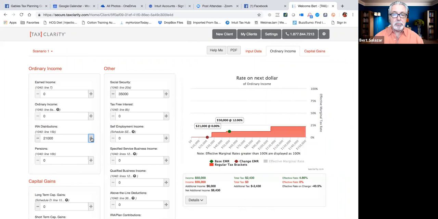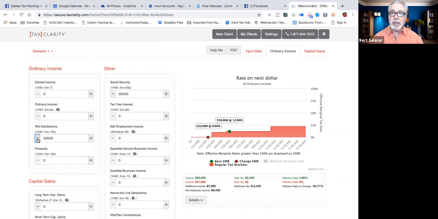21, 22,000, $23,000, so let me go back. At $22,000 of distribution out of an IRA, my tax liability and the tax liability for these clients was zero.